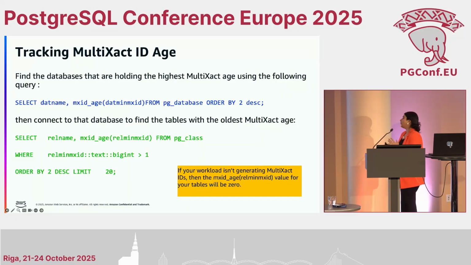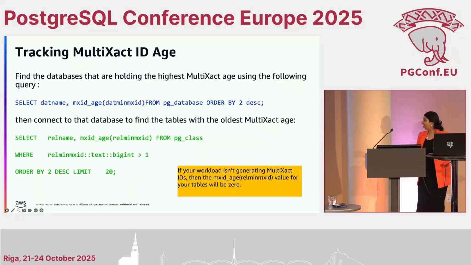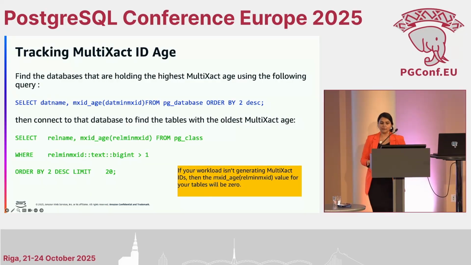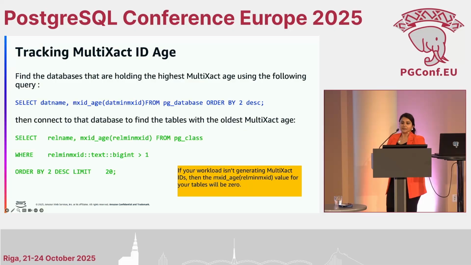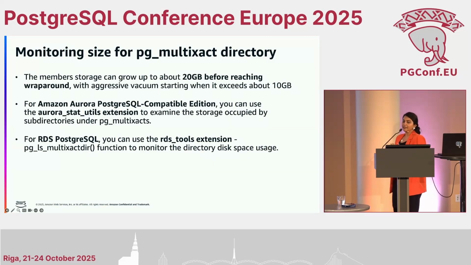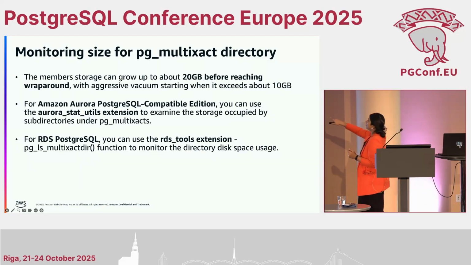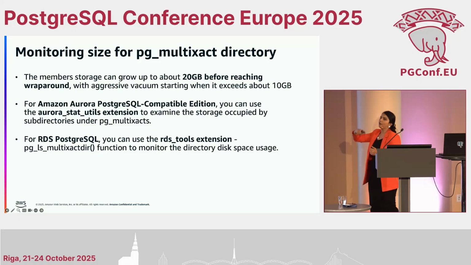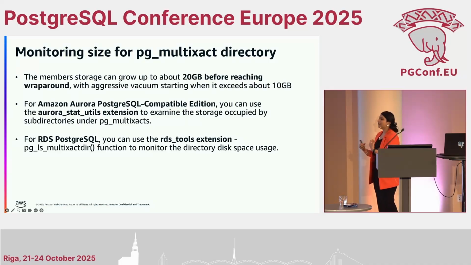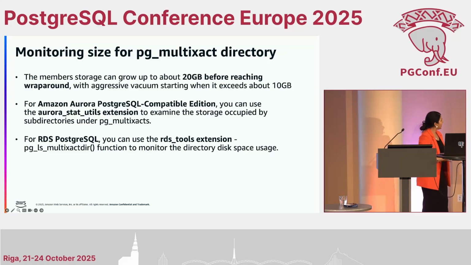If your workload is not generating any multi-exacts, then this value will be 0. You will see the values will be 0 for your tables. So querying the database is obviously one way of checking. The second way of checking is, as I already said, if it grows till 20 GB, you won't be able to have any more multi-exacts. So it will start running aggressive vacuum. Auto vacuum will start aggressive vacuums at roughly about 10 GBs, right?